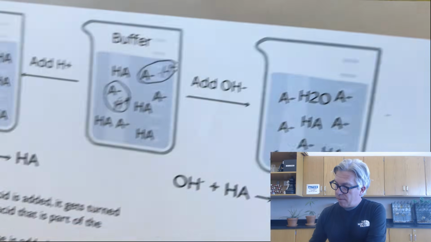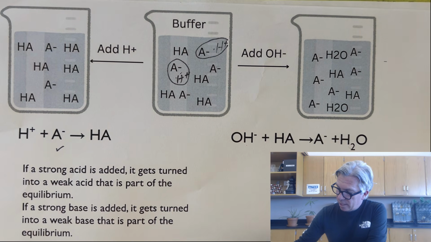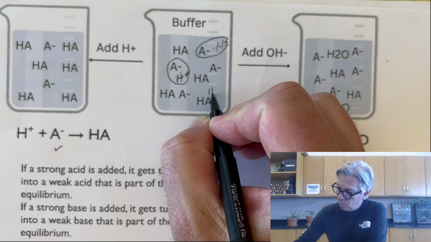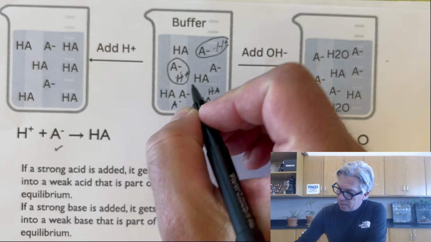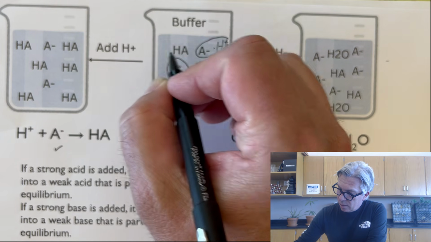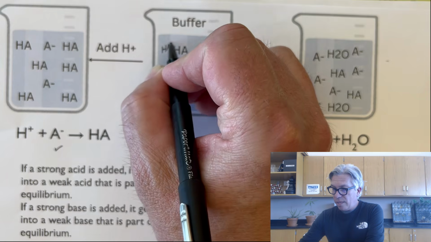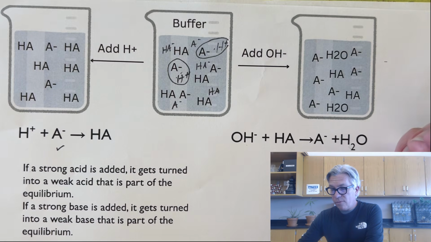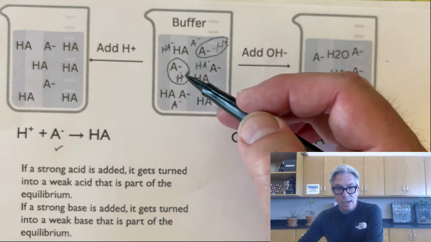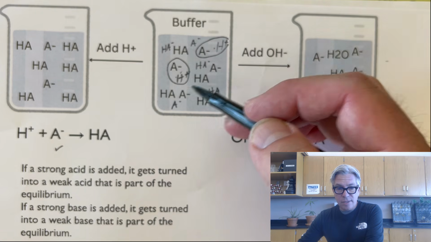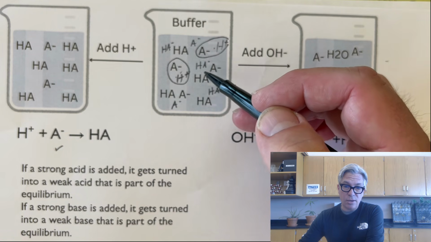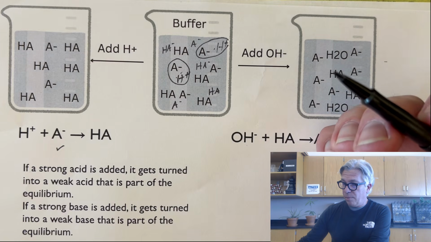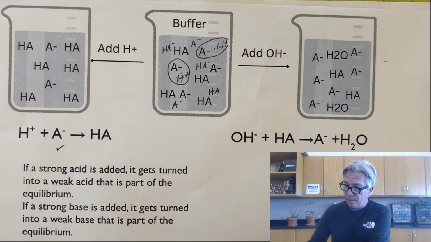So for example, if we were to take our buffer and start adding more HAs and A minuses, we would get more of an ability, since each one of those is able to neutralize an incoming acid or base. You have more ability for more H plus and OH minus to get gobbled up. If there's fewer of these, it has less of a buffer capacity. And there are calculations that go with that, but we're not going to do them here.